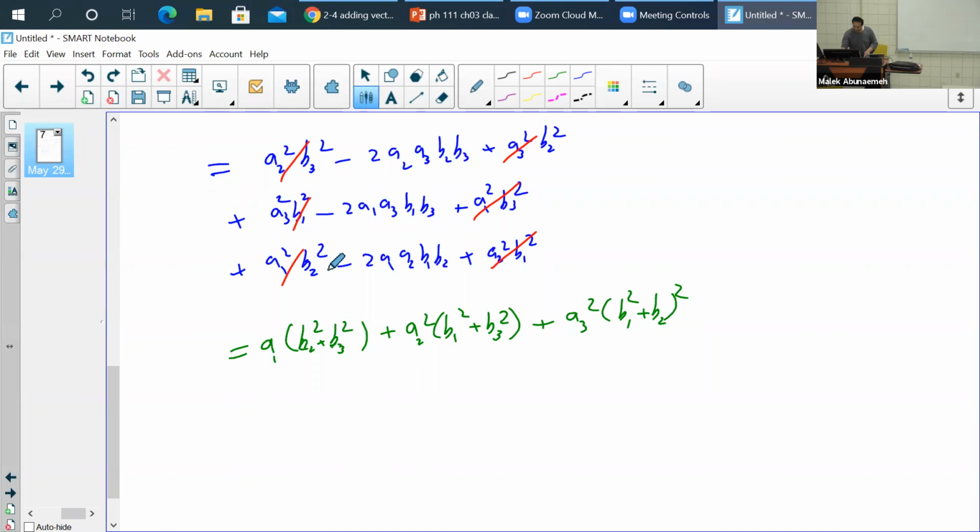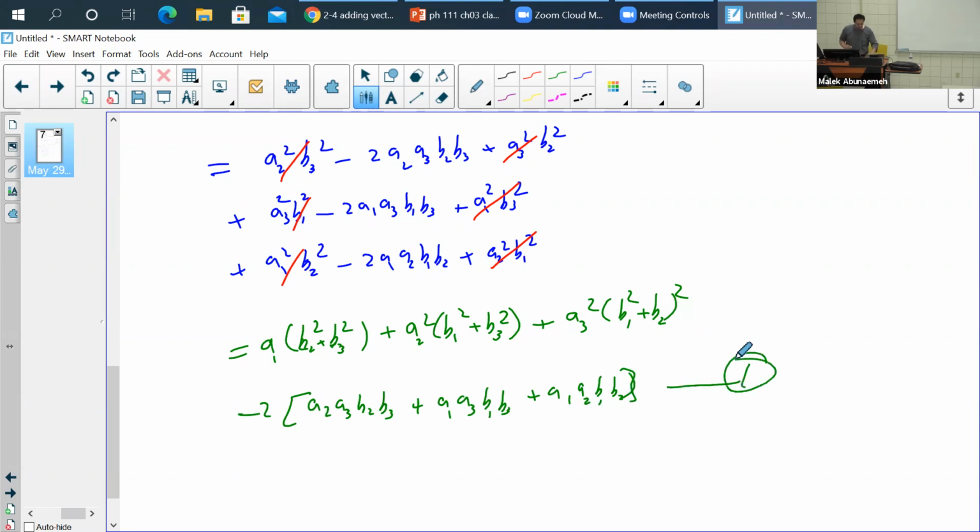And you get minus, minus, minus. So let's take negative 2 as common. So what you have, A2 A3 B2 B3, plus A1 A3 B1 B3, plus A1 A2 B1 B2. And let's call this equation 1.